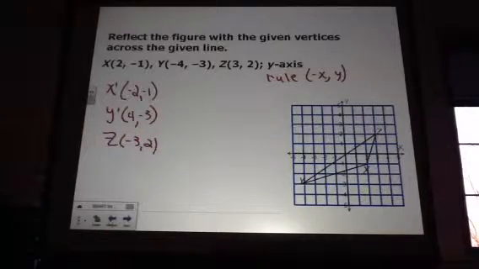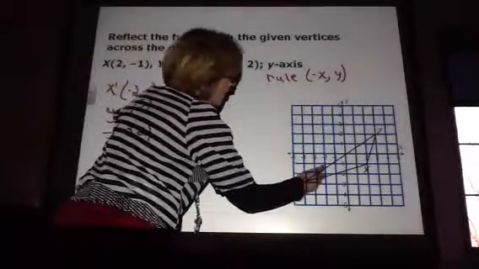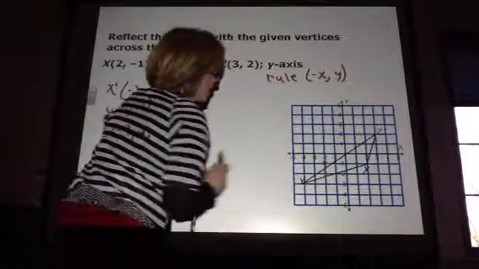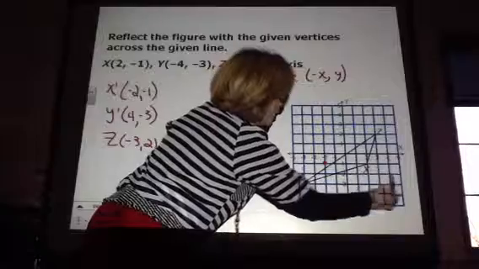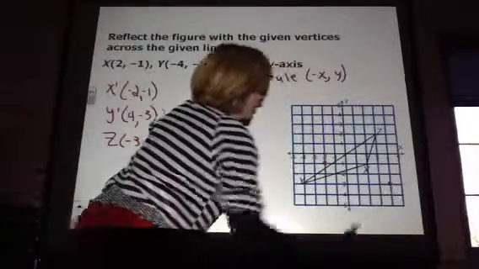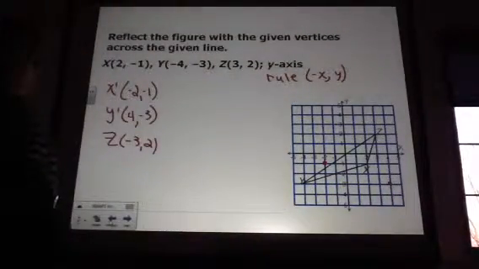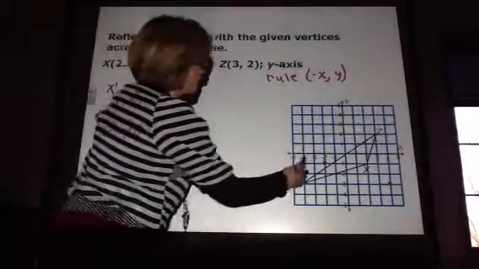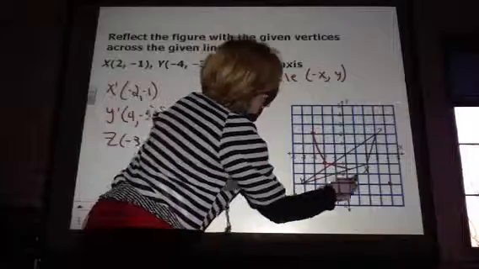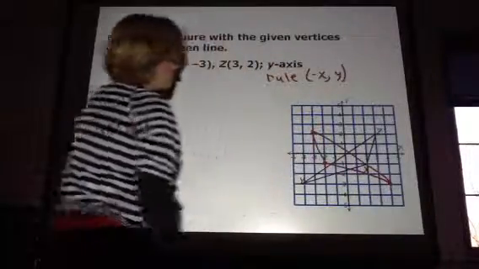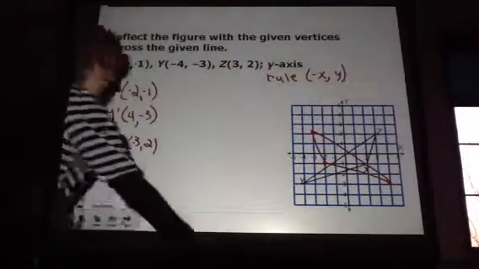Now we can graph. (-2, -1). (4, -3). And (-3, 2). So there's your image.